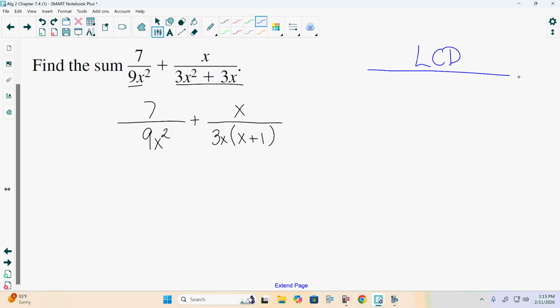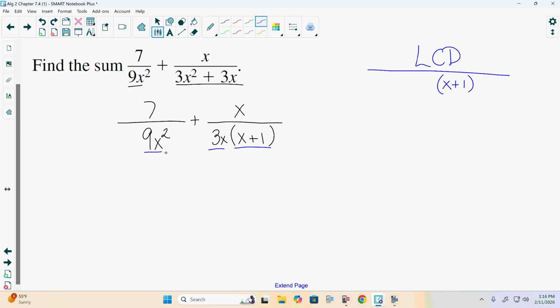So the two we're looking at is 9x squared and 3x times x plus 1. 3x has x plus 1 listed once. So for these two to be the same, the least common denominator, x plus 1 has to be in both. And it only shows up once in one of them, so it's only going to be needed once in both. Then we're going to look at our constant terms, these terms outside of the parentheses. So we're also trying to make 9x squared and 3x be the same.